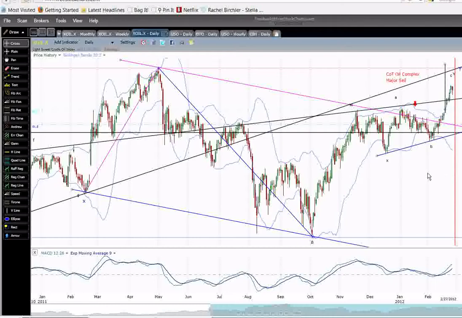However, the price logic would suggest that whenever this breakout is complete, we'll probably see a very large and fast decline back towards support in this oil market.